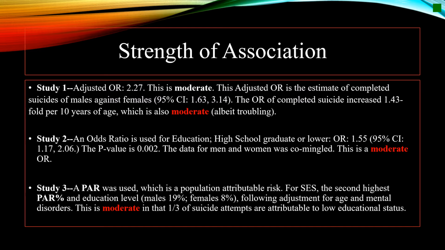Now we get to a very important component, strength of association. For study 1, I found adjusted odds ratios embedded in the paper, and this turned out to be a moderate relationship. However, the odds ratio of completed suicide is increasing 1.43-fold per 10 years of age, which is very troubling in that it indicates it could get worse over time. In study 2, given the odds ratio we had and the p-value, we once again had a moderate odds ratio. In study 3, the population attributable risk was used, and this was a moderate relationship in that 1/3 of suicide attempts are attributable to low educational status.